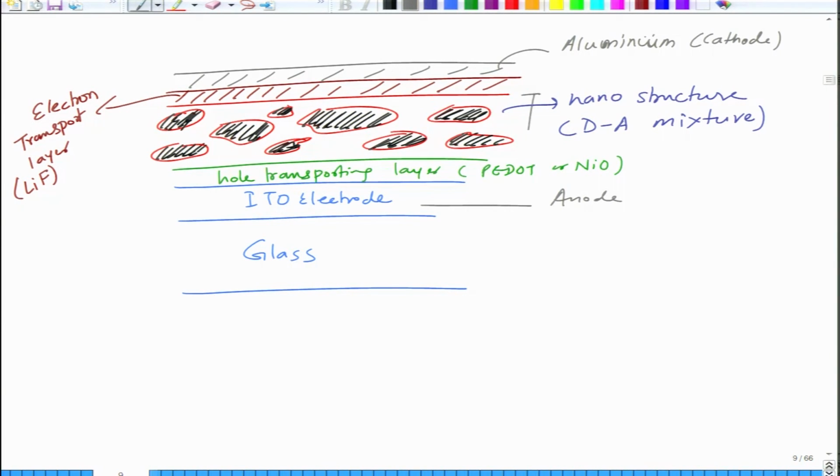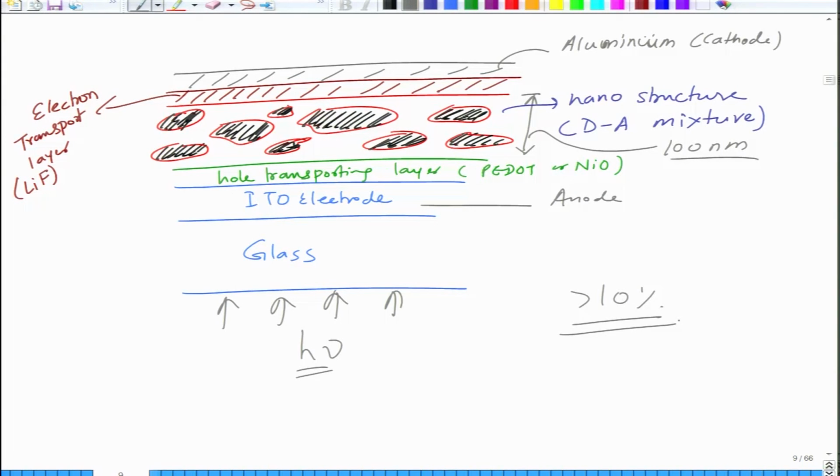So, here the thickness is of the order of about 100 nanometers or so. This thickness is higher than what you get for bilayer and single layer solar cells. As a result, they are better. And on top and bottom we have very thin carrier selective layers which are of the order of 10 to 30 nanometers, and then we have two electrodes. Light comes from the glass side here, and the best solar cells nowadays give you more than 10% efficiency. So, we will look at some of these in the next class. Thank you.